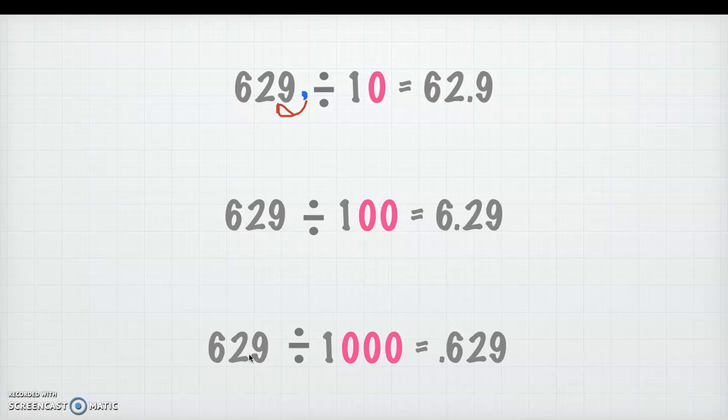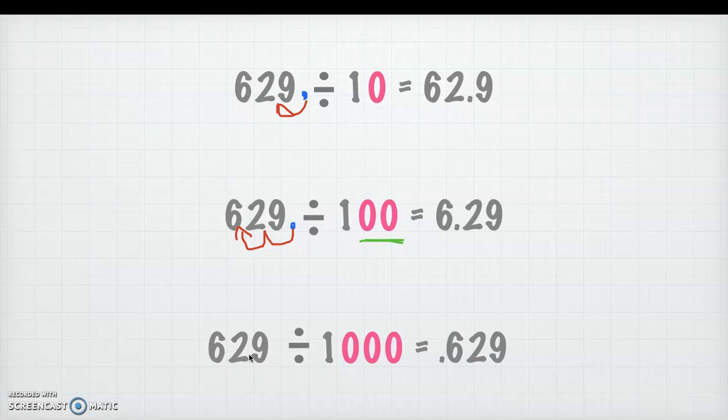Moving on to 629 divided by 100. 100 has 2 zeros, so I am going to move my decimal point 2 times to the left. I have an imaginary decimal point at the end of the whole number, and I am going to move my decimal point twice since there are 2 zeros in 100. 1 and 2. And my final answer is 6.29.